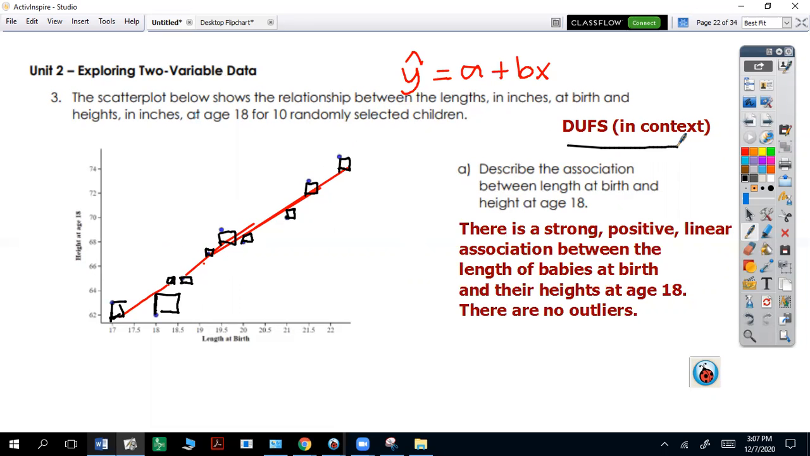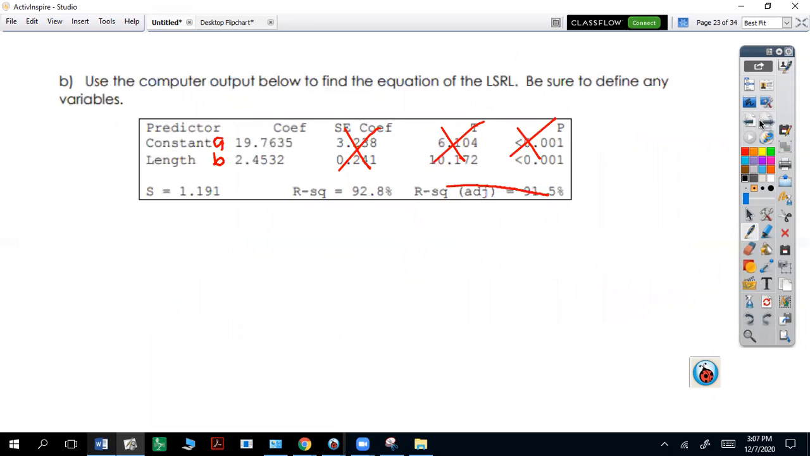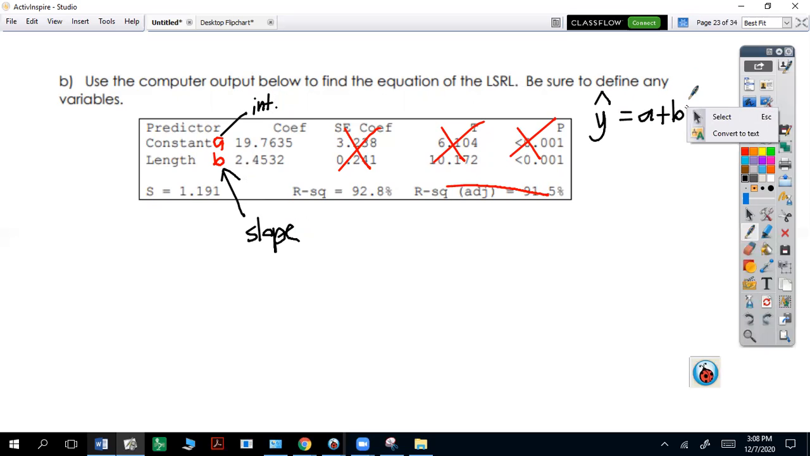So DUFS in context. Question 2. Use the computer output below to find the equation of the least squares regression line. Be sure to define any variables. From the computer output, that first number here, that constant, that's your intercept. That's your A value. And then that B value here is going to be your slope. So just keep that in mind. And remember, we do y hat equals A plus Bx. So we put the intercept first, followed by the slope times the x variable, the input.